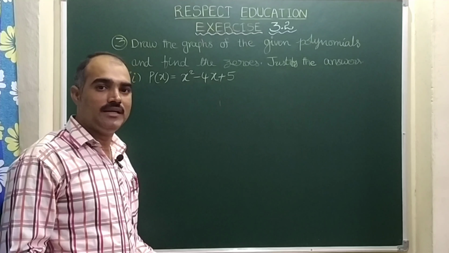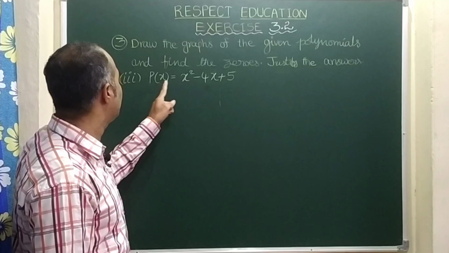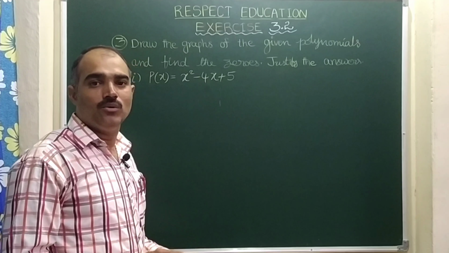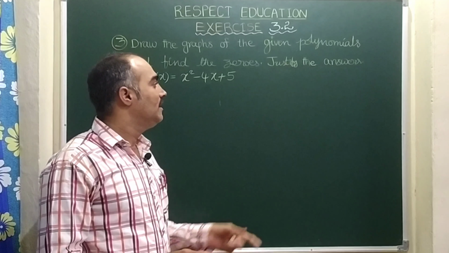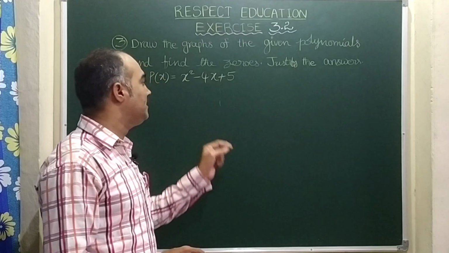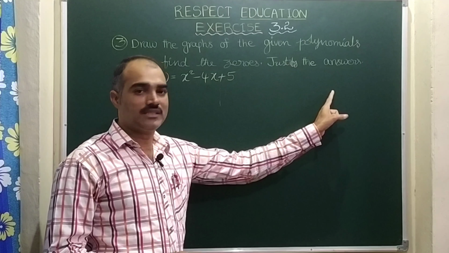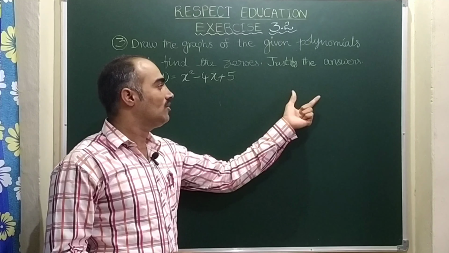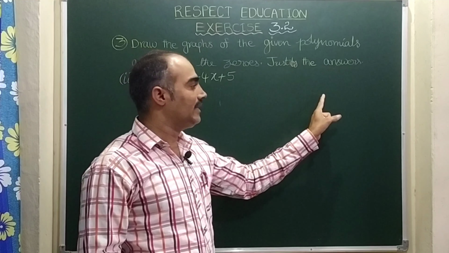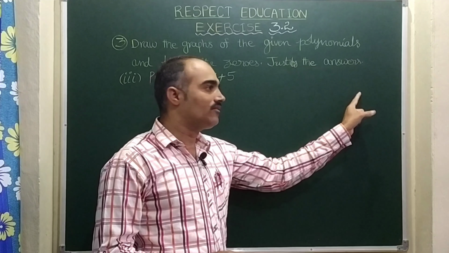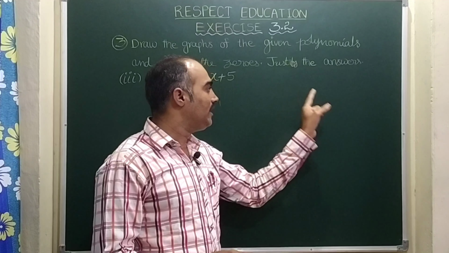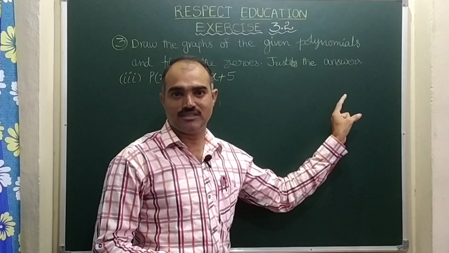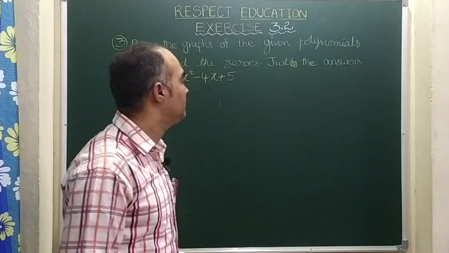Now let us see the next bit, that is the third bit, p of x equal to x square minus 4x plus 5. Here you do a small observation, children. In the previous bit, that is the second bit, actually I forgot to give you the scale. You note down the scale like in the first bit itself. On the x axis, 1 cm equal to 1 unit. On the y axis, 1 cm equal to 2 units, because writing the scale is a must. Okay, now let us see this bit.